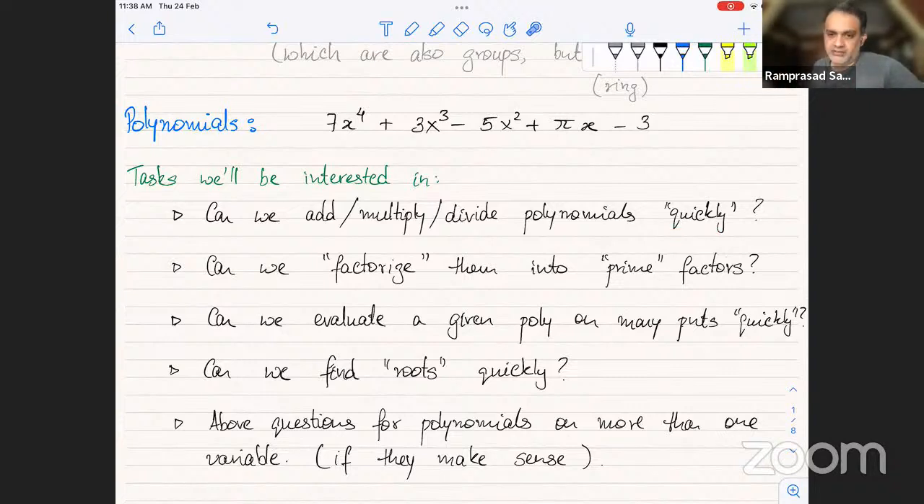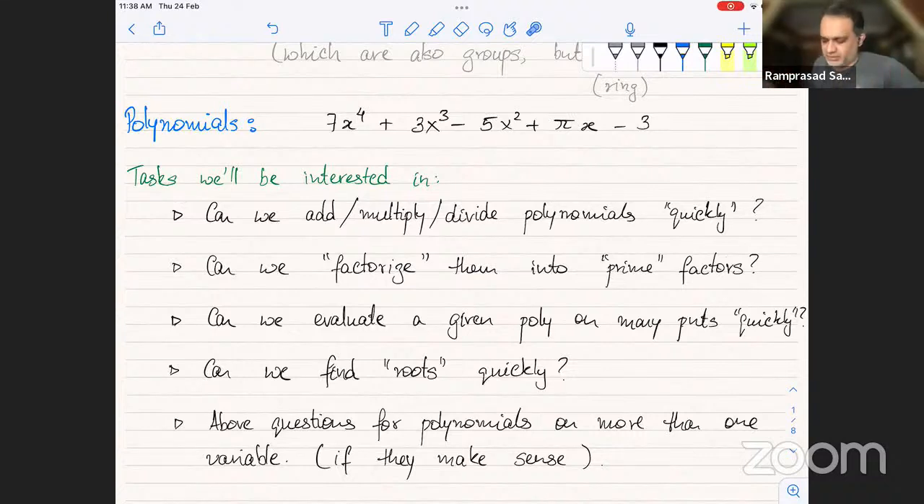Okay. And maybe a little more advanced thing is, can you somehow factorize them into prime factors? So on the face of it, it's unclear what prime means here. And it's also unclear when we say we factorize them, is there some notion of uniqueness that's going to happen and stuff like that? So those may be some questions that we may have to deal with at a later point.